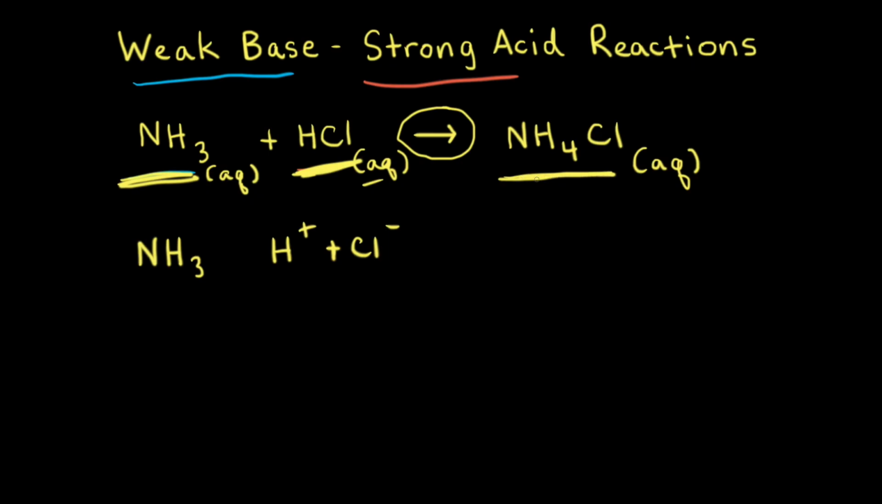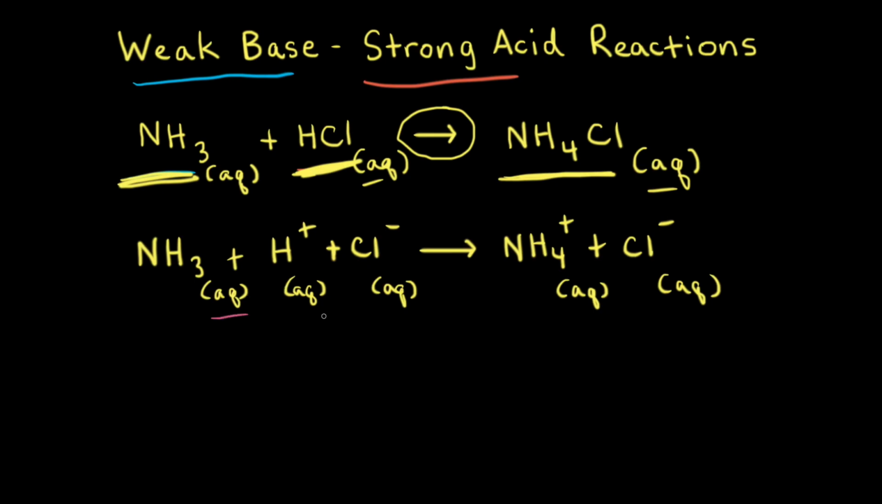Ammonium chloride is a soluble salt. Therefore, in aqueous solution, we show it as the ions. So ammonium chloride consists of the ammonium ion, NH4+, and the chloride anion, Cl-. To save some time, I've drawn in the aqueous subscripts and also put in the reaction arrow and a plus sign. So this represents the overall or the complete ionic equation.